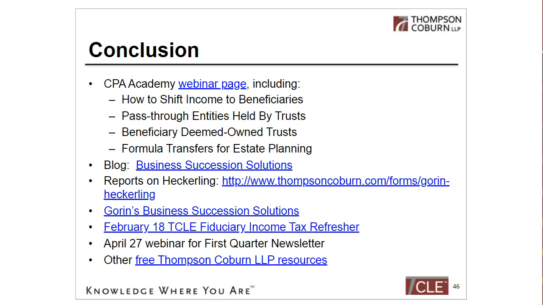The formula transfers for estate planning course goes into more details on formula transfers. The first half hour goes into what are irrevocable grantor trusts, and then the last hour goes into the formula clauses. And people who listen to that have really enjoyed it and found that beneficial.